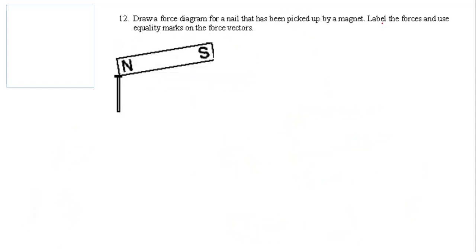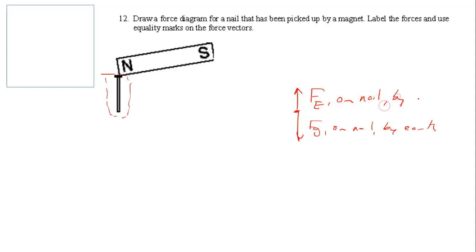Right, a nail's been picked up by a magnet. It's sitting there, not moving. Now we can use them finally, if we identify our system. Gravity on nail by Earth, and we can finally put in our electromagnetic force on nail by magnet, and they're the same size. Great, good job.